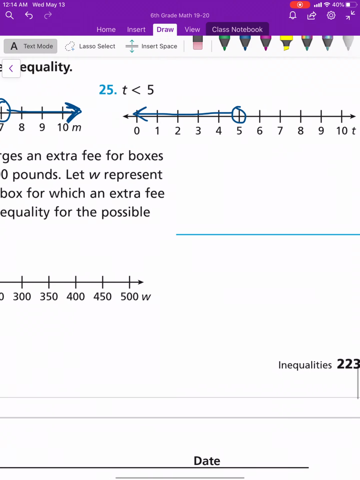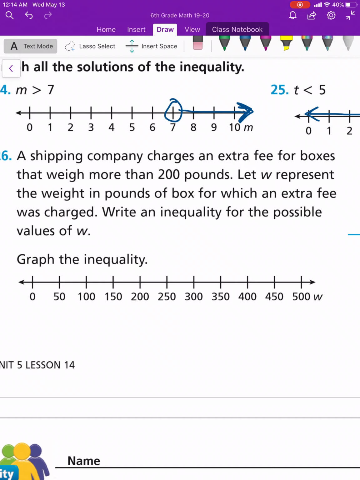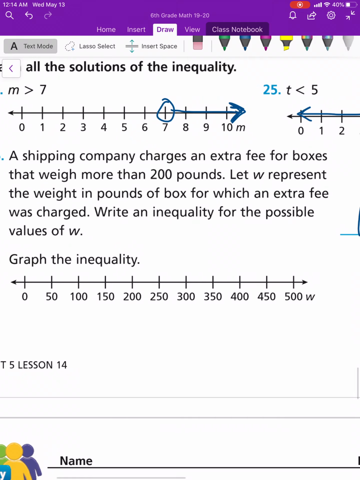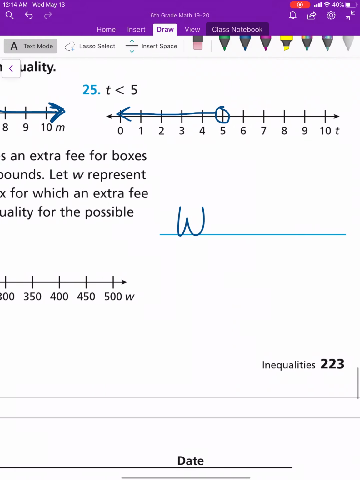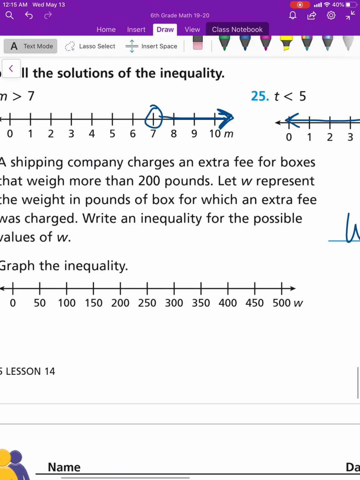Okay. So W is not equal to, right? It's more than, so hold on. The extra fee for boxes that weigh more than, let W represent the weight in pounds of a box for which an extra fee was charged. Okay, so anything that is greater than 200, sorry, I did that backwards. So W has to be less than 200, right? Oh man, I think maybe I'm getting this confused.